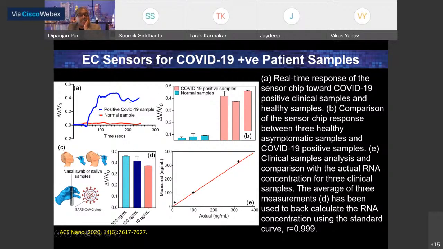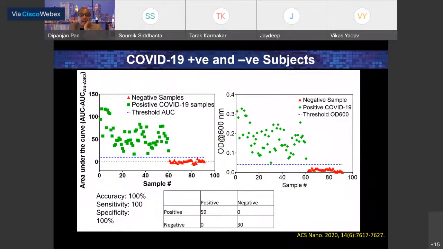You can see that this is the positive COVID-19 samples with blue curve, and this is a negative sample that shows there's no change in the voltage. Again, these are all clinical data that shows the accuracy is 100%, sensitivity is 100%, with a specificity of 100%. So we were extremely happy with it, and the number of samples that we have tested was 59 positive and 30 negative samples.